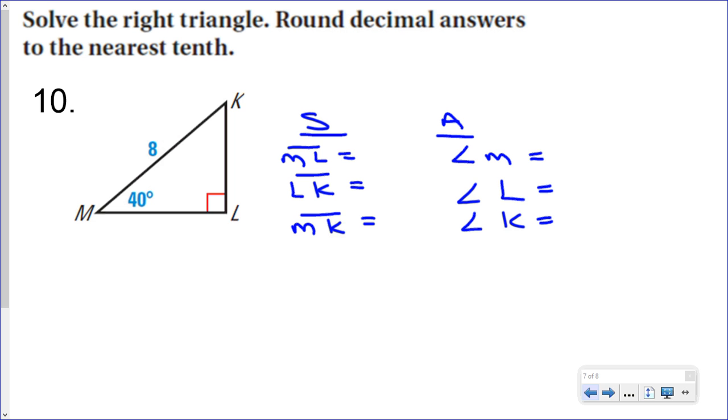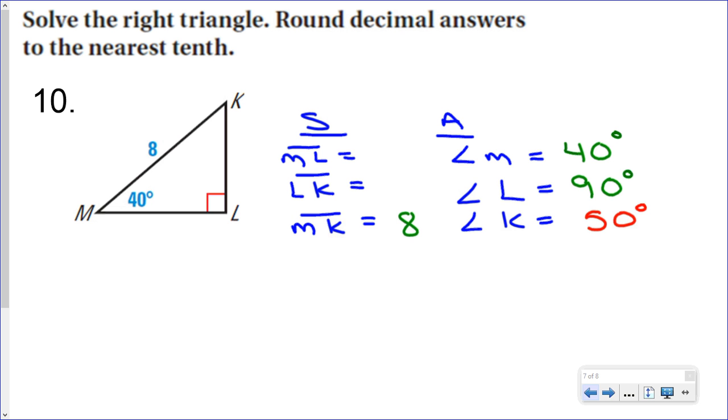Now I'm going to fill in the numbers that I currently know. I know that MK is 8. I know that angle M is 40. And I know that angle L is 90. Those are both degrees. Now I'm looking at the sides and the angles and seeing how many are filled in. On the angles, 2 of the 3 are filled in. So I'm going to solve for that third angle inside a triangle. The sum of the interior angles is 180. So if you take 90 minus 40, that'd leave you with 50. I'm getting closer done.